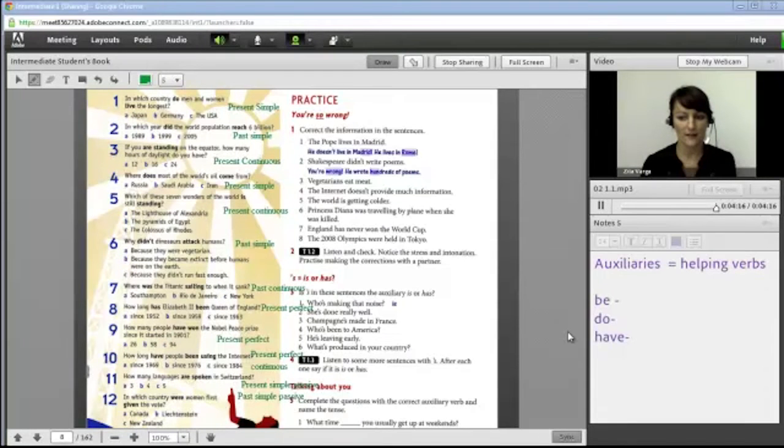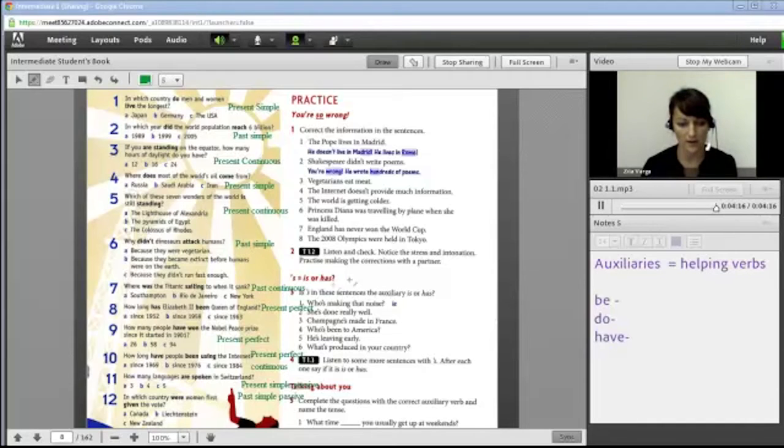So let's have a look at the tenses now. As we said, number 1 is present simple. Sentence 2 is past simple. Sentence 3 is in the present continuous. Number 4 is present simple again. Number 5 is present continuous. Number 6 is past simple.